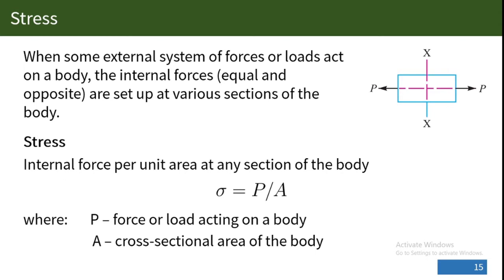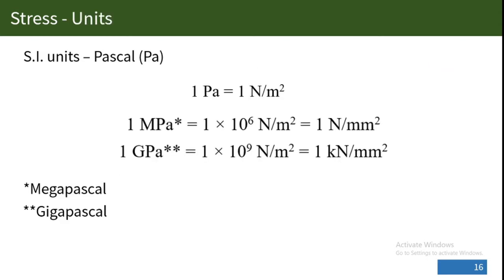Looking at the units of the force and the cross-sectional area, we can see that the unit of stress, specifically in SI units, is equal to 1 Newton per meter squared, where Newton is the unit used for force, and meter squared is the standard unit used for area. Thus it is equivalent to 1 Pascal. So 1 Pascal is equal to 1 Newton per meter squared.